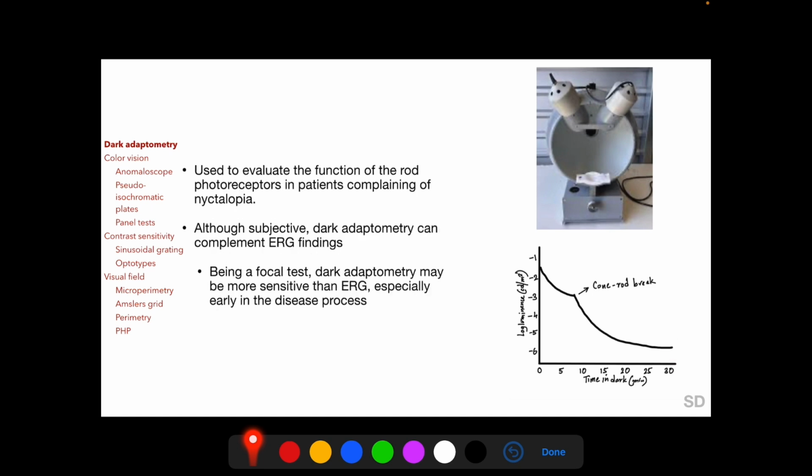Dark adaptometer is used to evaluate the function of rod photoreceptors in patients complaining of nyctalopia or night blindness. Although subjective, dark adaptometry can complement ERG findings, because being a focal test, dark adaptometry may be more sensitive than ERG, especially early in the disease process.